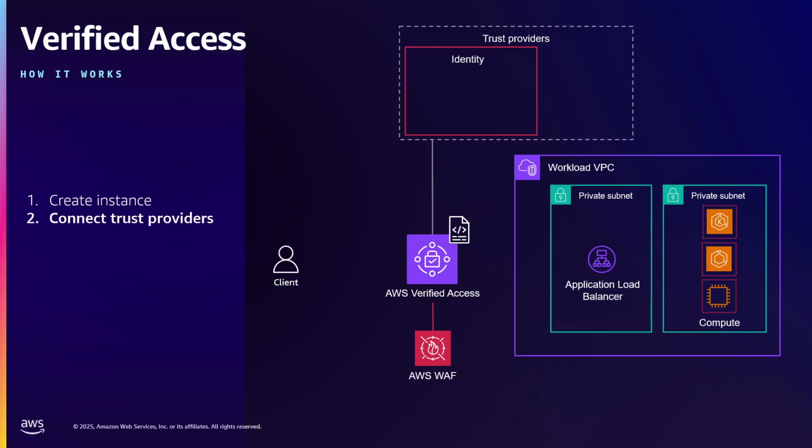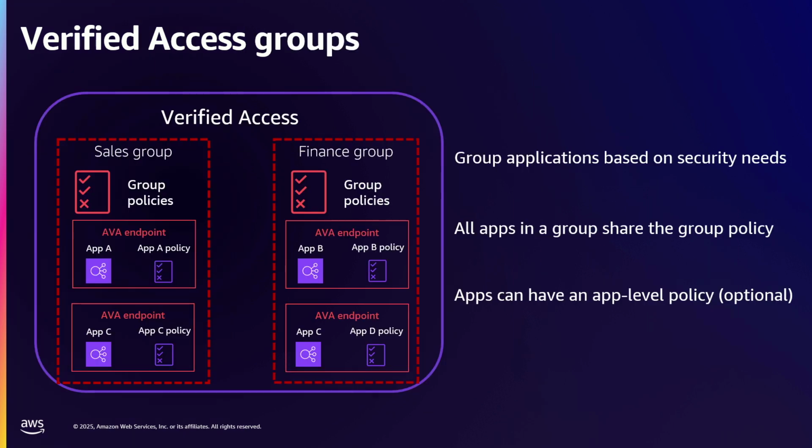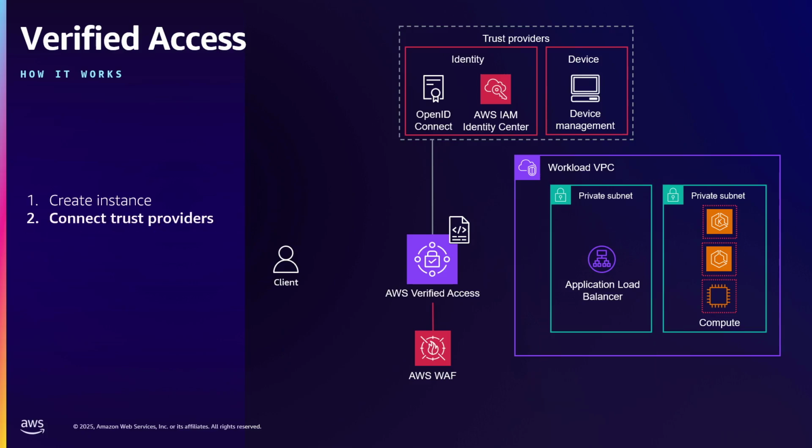We'll have different trust providers here. Now, we can have identity trust providers and device trust providers. With identity, that can include things like OpenID Connect, as well as IAM Identity Center, back up here, as well as device trust providers, like if you're using a device management solution like Jamf or CrowdStrike or something like that. Now, the number and type of trust providers you use will influence how many verified access instances you have. I'm only using one here, but if you need to have multiple identity providers, you would need to have separate instances for those. Every instance will have a single identity provider, but you can have additional device providers as well.